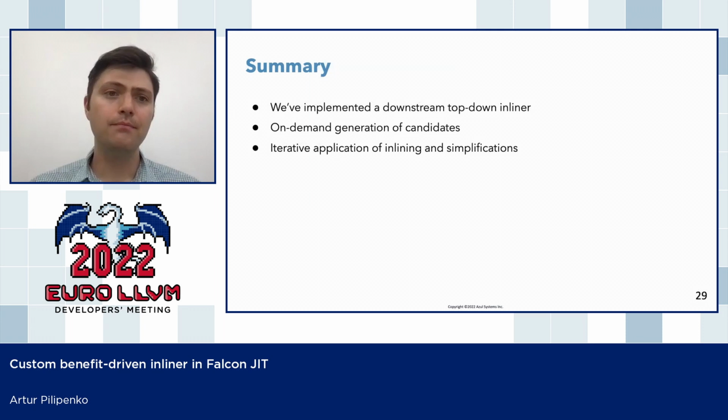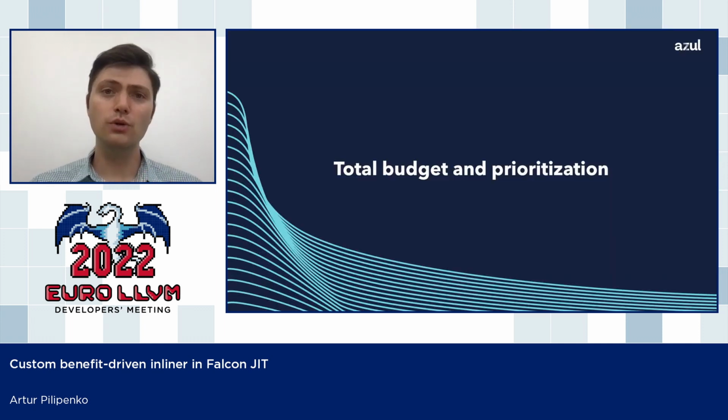A quick summary. We've implemented a custom downstream top-down inliner with on-demand generation of candidates and iterative application of inlining and simplifications. Now let's talk about some more advanced features of our inliner. And we'll start with total budget and prioritization.